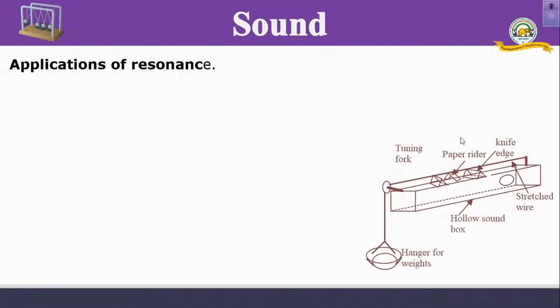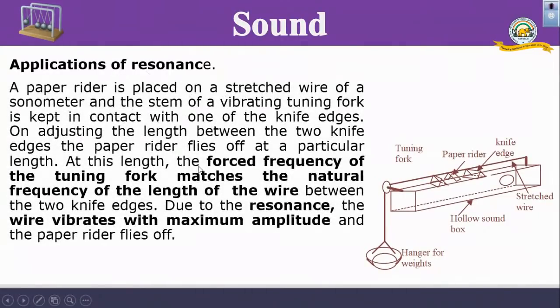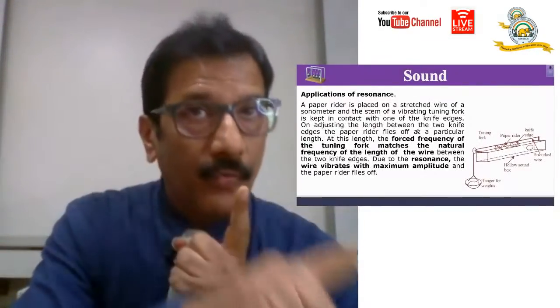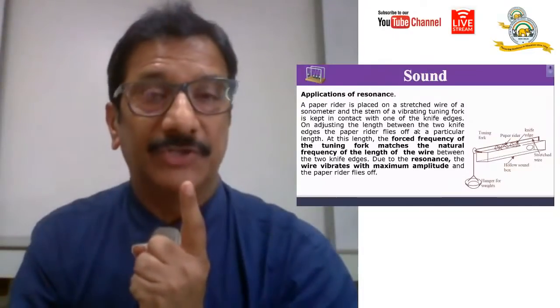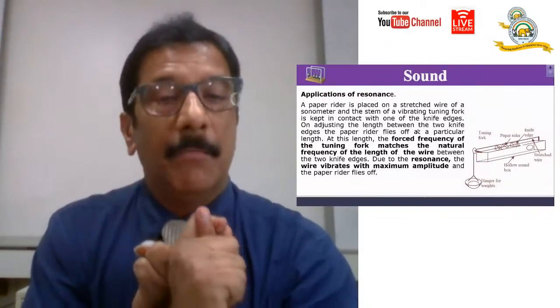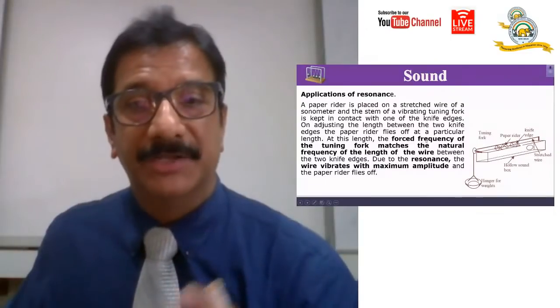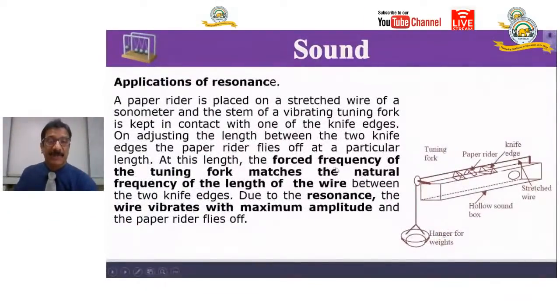And I want you to observe this with the help of this video. Okay, this is the explanation. Again, in this explanation, I have made it clear. The forced frequency of the tuning fork matches the natural frequency of the length of the wire. And therefore, due to resonance, whenever you talk about resonance, two points are important. Forced frequency matching the natural frequency, identifying which causes forced vibration and matches with the natural frequency of what, and increase in amplitude. Many a time students miss out the point of writing increase in amplitude. And another common error is not identifying forced vibrations by whom and natural vibrations of what.